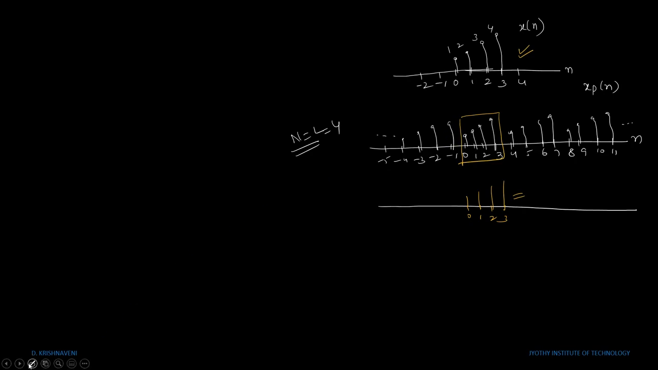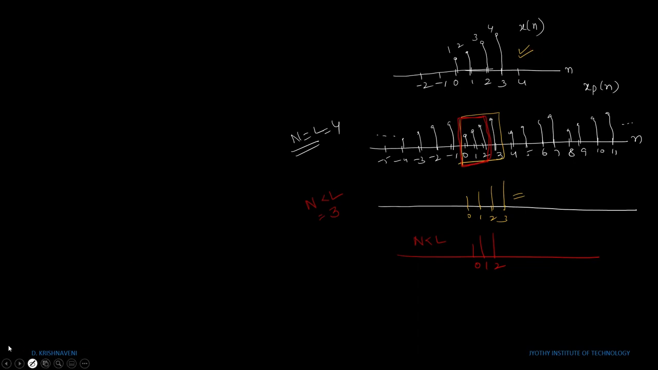But let us say instead of N equal to L equal to 4, we chose N less than L. Let us say I took N equal to 3. So what will happen? Instead of 4 samples, when I choose N equal to 3, that means 3 samples only I would have chosen, and I would have got 3 samples. Now these three samples, for the N less than L condition, are not equal to x of n. Whatever signal we got is not equal to x of n.